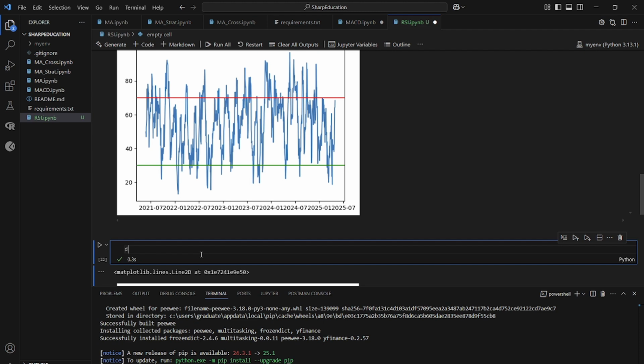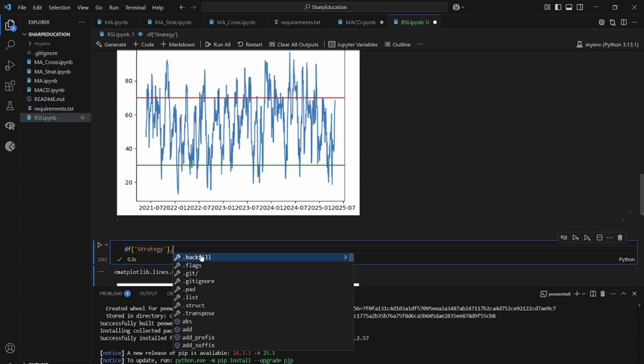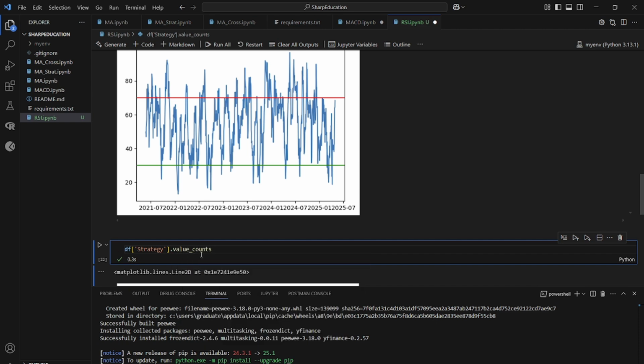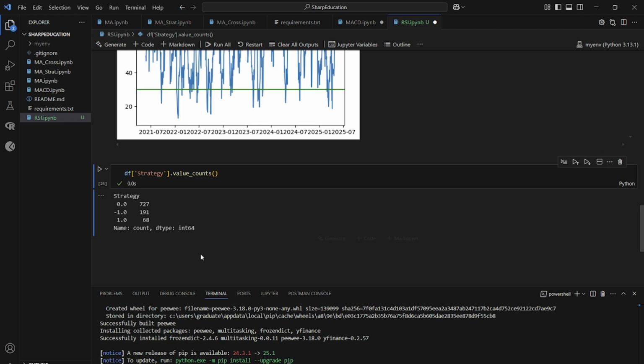So df strategy dot, and this is a pandas function, value counts. Awesome. So there are 191 instances where we will be short and 68 instances where we will be long. Are 68 days or 191 days, because this is daily price data. Great. So let's take a look at this. Let's test the strategy out.